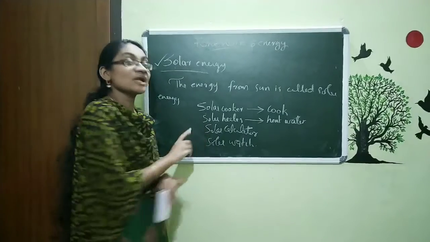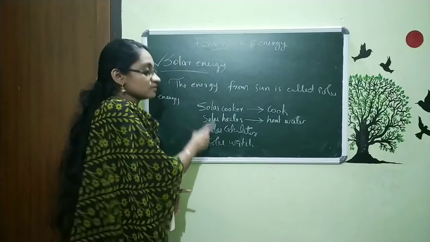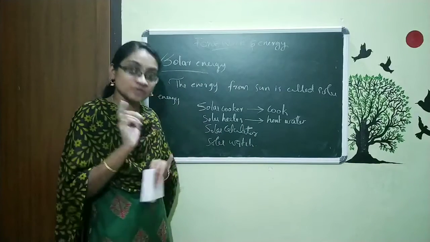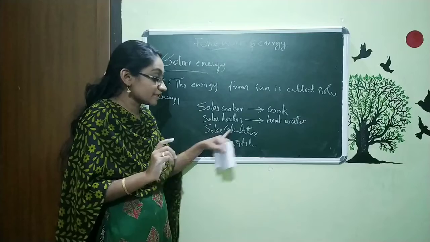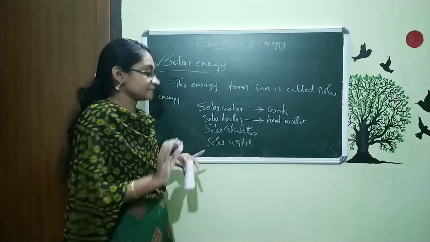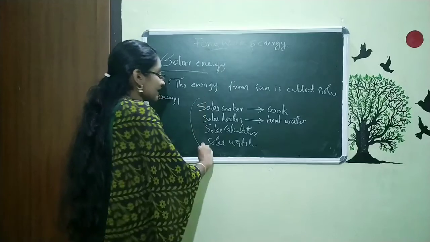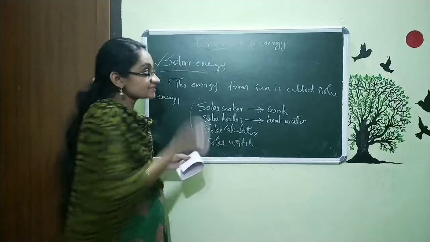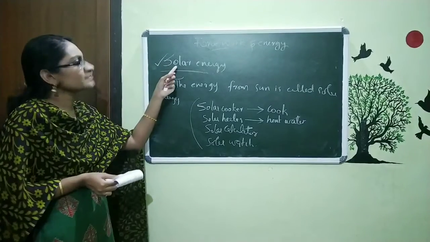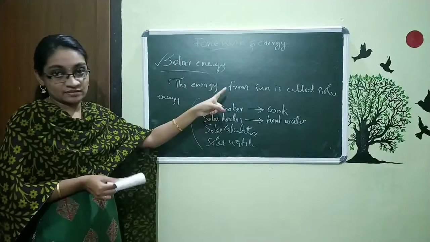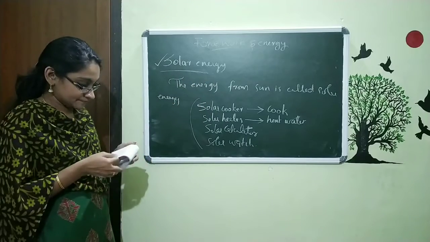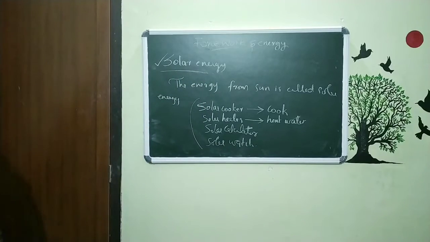The next is solar calculator. Here we are not utilizing a battery. It works with the help of solar energy. That is the solar calculator, and the solar watch also utilizes solar energy. So these are some of the examples that utilize solar energy. This is the only thing you want to remember: solar means sun. The energy that we get from the sun is called solar energy. This is all about solar energy.